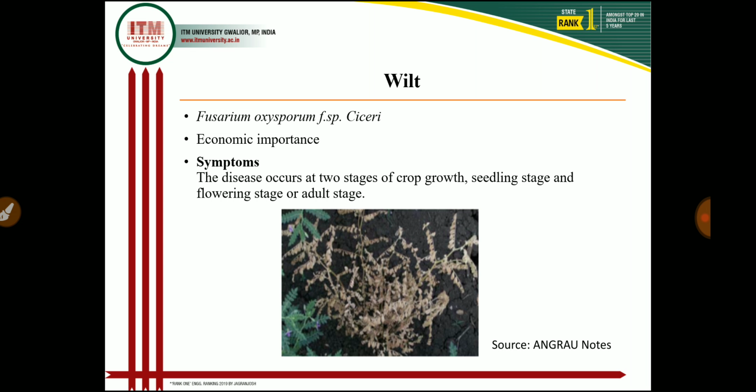The seedlings collapse and lie flat on the ground, retaining their dull green color, and when split open or cut transversely, brown to black discoloration of the internal tissue can be seen. Wilting occurs mainly because of disturbance or discoloration of the vascular tissue. If the vascular tissue is damaged, then translocation of water is restricted, and because translocation of water is restricted, the plant tissue shows wilting symptoms.